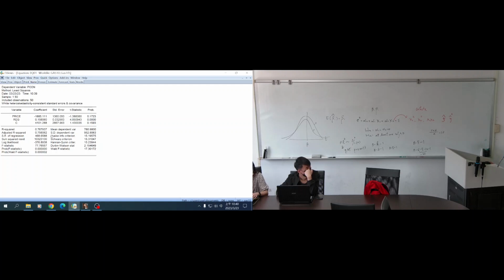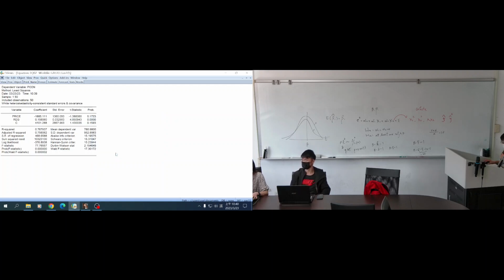White heteroscedasticity consistent standard error. Did you see that? This is the difference from the first one, where I didn't do the correction. I think this one is an equation. Let me put this as equation 2. Do I have equation 1 still? I'll put this as equation 2, okay?